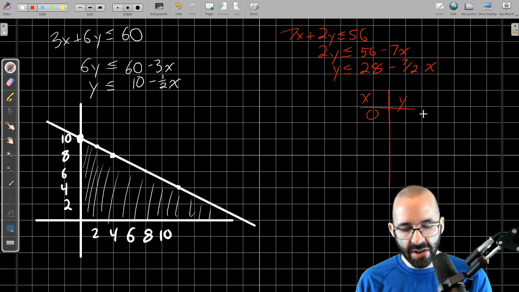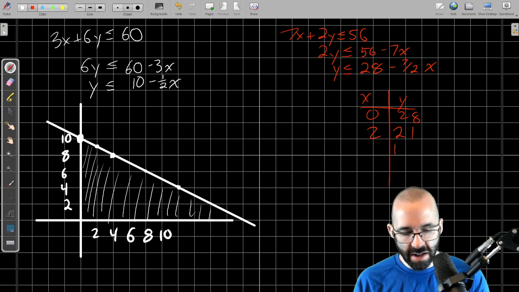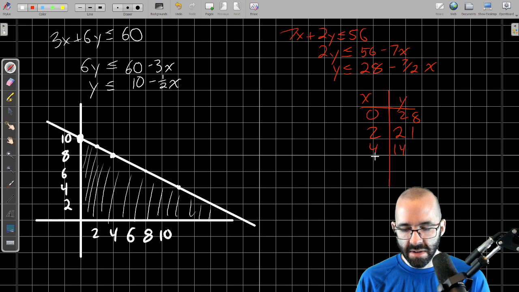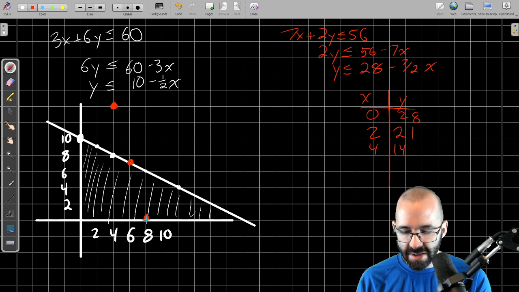All right, so we know that when x is 0, y is 28. And we know that the slope is down 7, right 2. So down 7, right 2 looks like this. Yeah, we're still out of the picture. Down 7, right 2. Oh, we're in the picture now. 4, 14. We can draw that. 14's right here. Now down 7, right 2 brings us here. Down 7, right 2 brings us here. Okay. It's working out now. Now we connect these with a line.